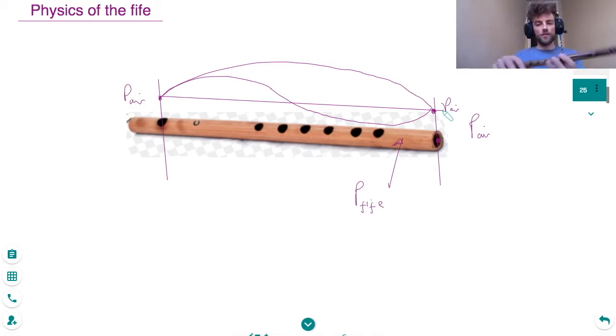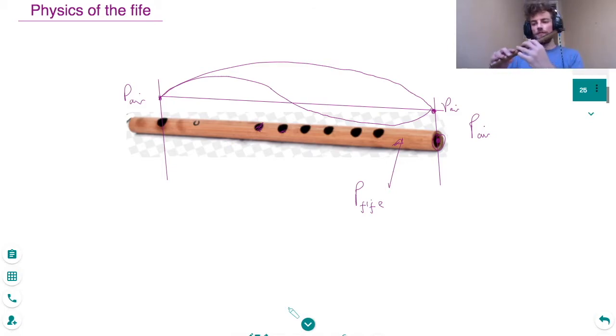Indeed, if I cover up all the holes, this is something I should have mentioned before, if I'm covering up all the holes, this is the first open end. And if I cover up all the holes, I will get these waves. And I can excite the second harmonic. I just need to change how I shape my lips. And it's 1 octave higher. And if I were a better fife player, I could perhaps get the third harmonic. There you go, almost. On a good day, sometimes it comes out.